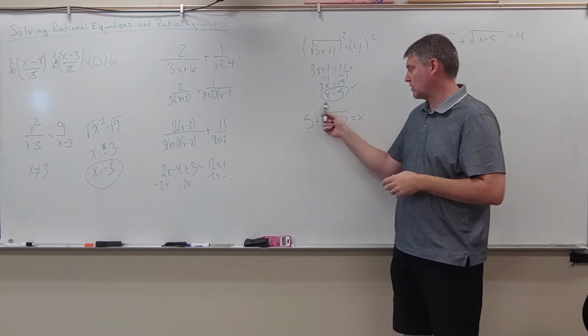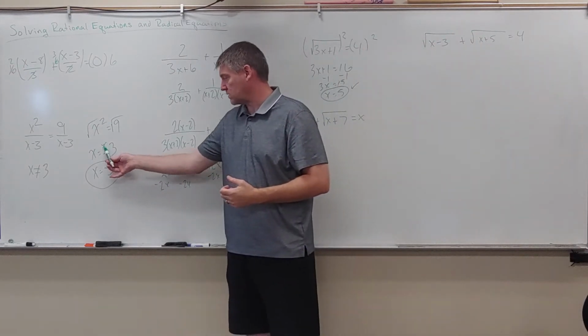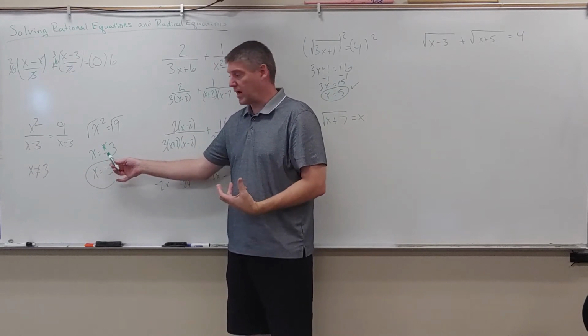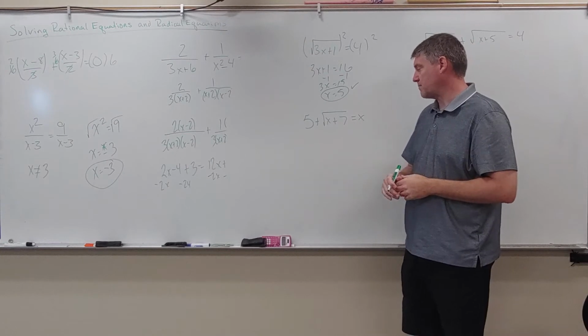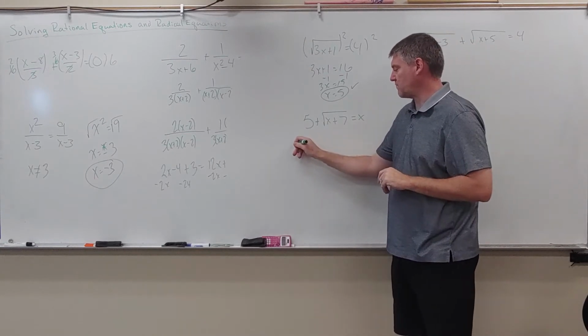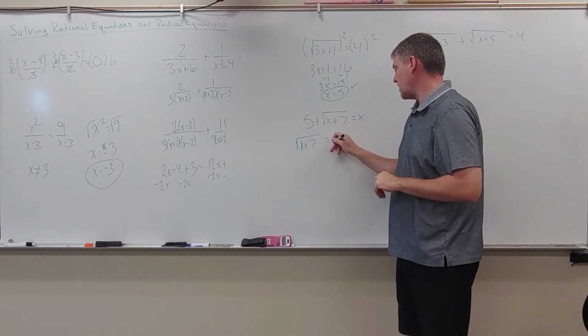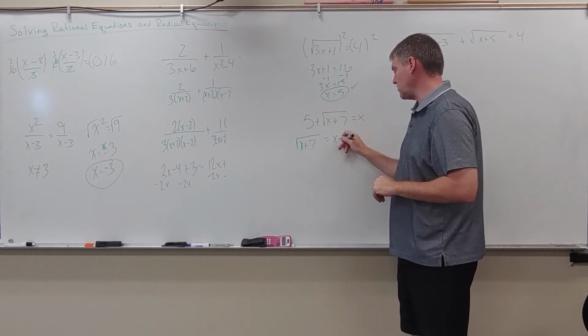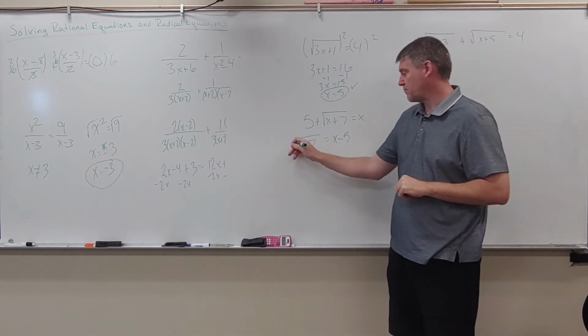Okay, I want to make sure I test it so I don't have any extraneous solution. Extraneous solutions are when you're working it out, it looks like it works, like back over here. It looked like we had plus 3, but we know plus 3 didn't work. And so we want to test those back in. So here in our example, the first thing I want to do is I want to isolate my square root. So what I'm going to do is I'm going to move my 5 over to the other side through subtraction.